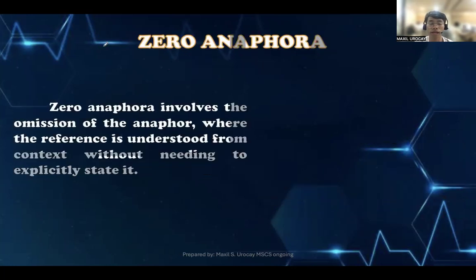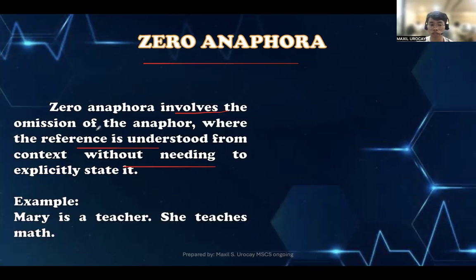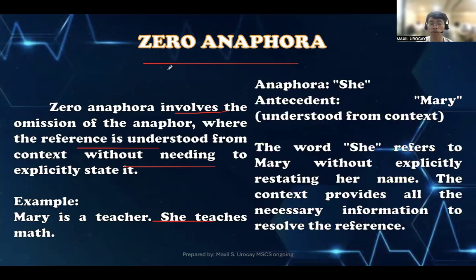Now, another type will be the zero anaphora. In zero anaphora, that actually involves the omission of the anaphor, where the reference is understood from the context without needing to explicitly state it. So here in zero anaphora, for example: Mary is a teacher. She teaches math. So what is going on here? The anaphora right there will be "she", and the antecedent will be Mary. So it is understood from the context already.